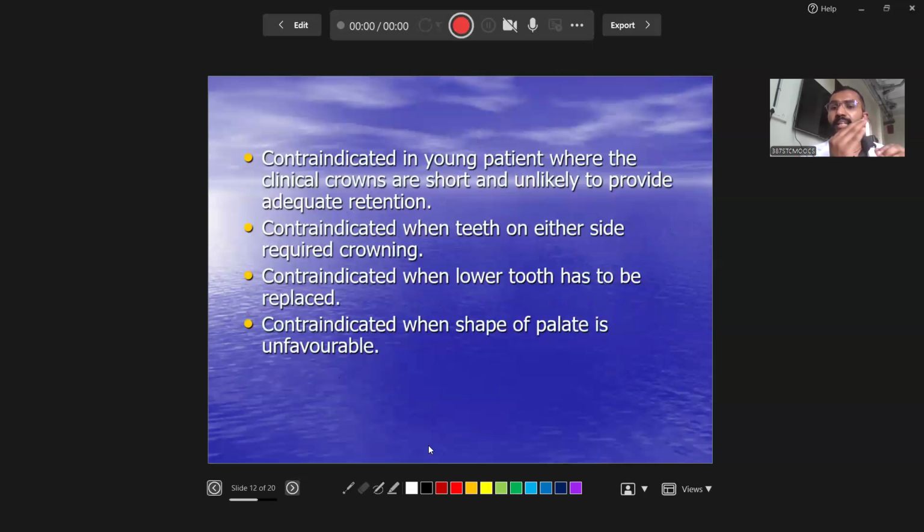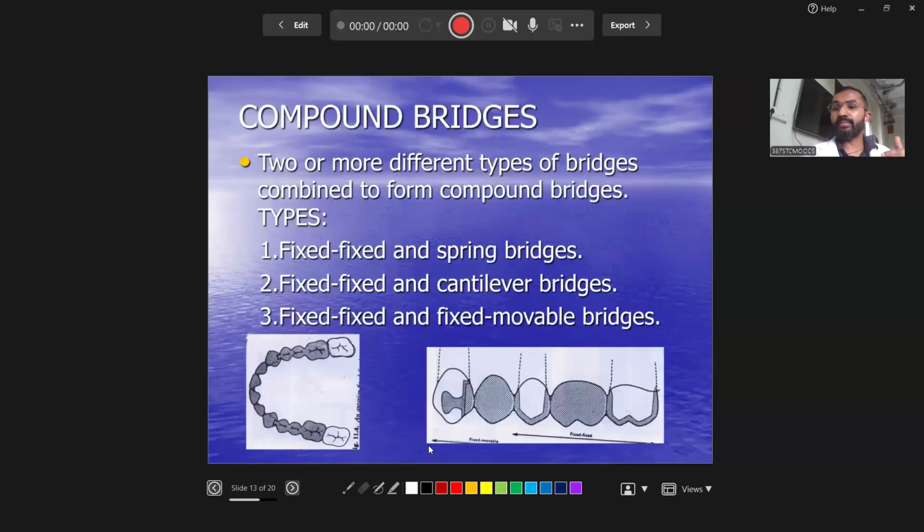Contraindicated in young patients where the clinical crowns are short and unlikely to provide adequate retention. Contraindicated when teeth on either side require crowning. Contraindicated when a lower tooth has to be replaced. Contraindicated when the shape of the palate is unfavorable.